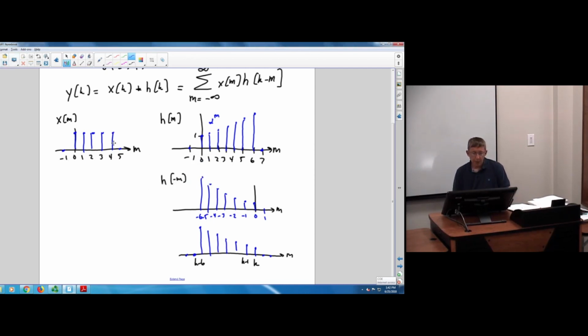All right, so what do we need to multiply? We need to multiply x of m times h of k minus m. These are the two things. These two pictures are the two pictures we need to multiply for different values of k.